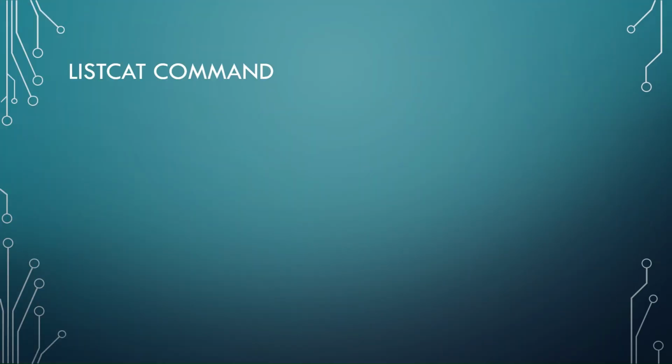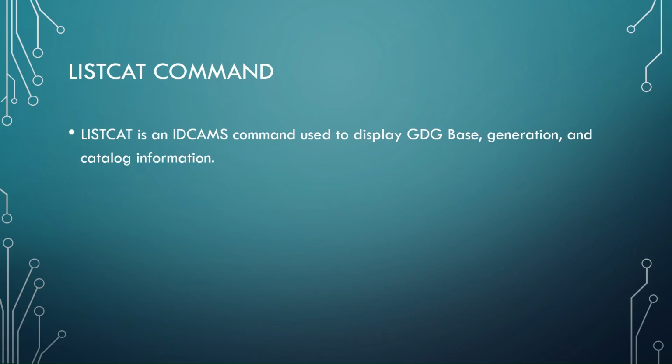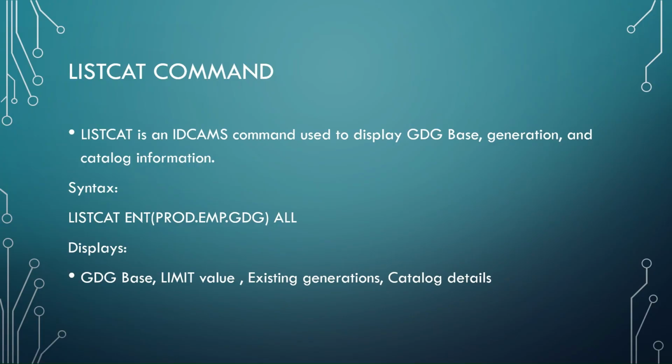Next, we see the listcat command. Listcat is one of the most useful IDCAMS commands. It displays details such as GDG base information, retention limits, existing generations, and catalog information. Whenever there is a GDG issue, listcat is usually the first command developers use for investigation.